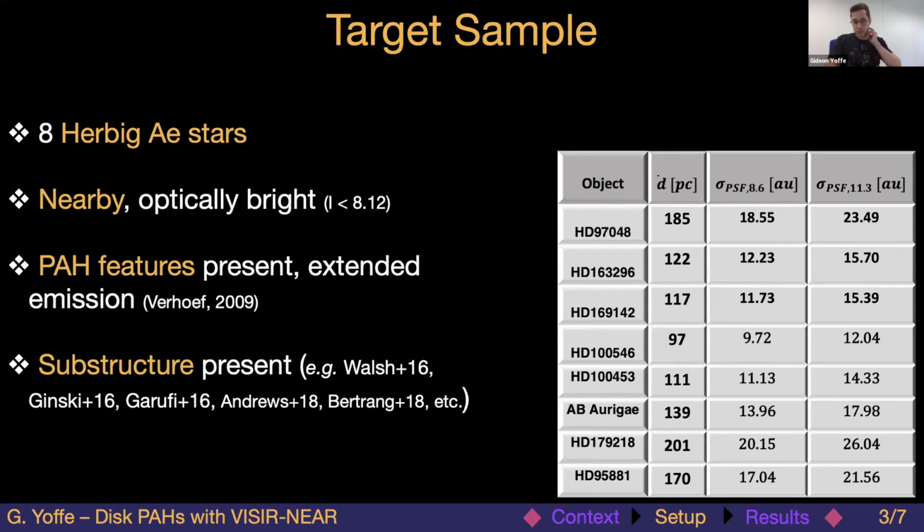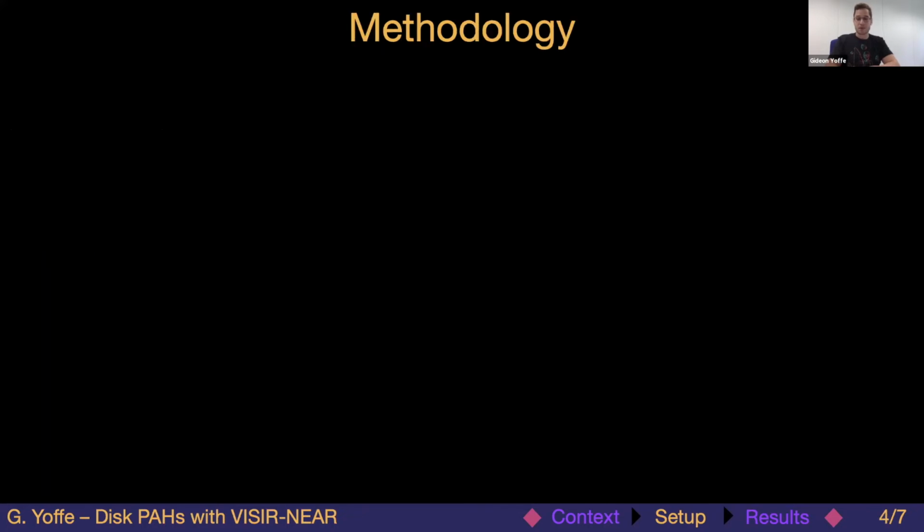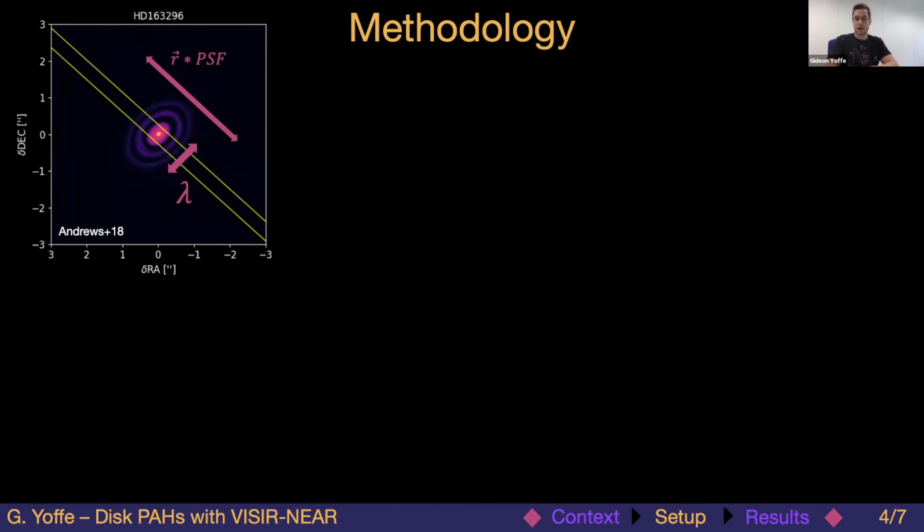I will now skim over our methodology and analysis, but very briefly. So in Longslit spectroscopy, the output data corresponds, of course, to the spectral information being dispersed perpendicular to the slit long axis, while the spatial information is parallel to it.